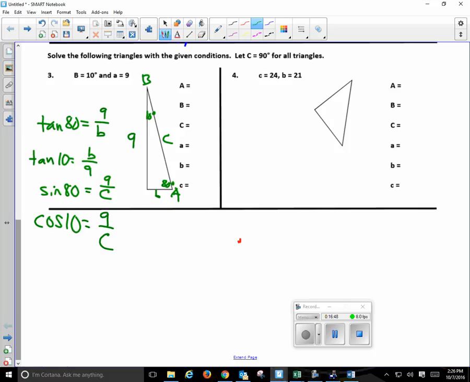The difference is you have to choose which angle you want to use. And then you get to choose which side you want to solve. Here I chose to solve for side B. Here I chose to solve for side C. Here I chose angle 80. Here I chose angle 10. It all depends on how you choose to set it up. Does that make sense? Okay, let's try a different example.